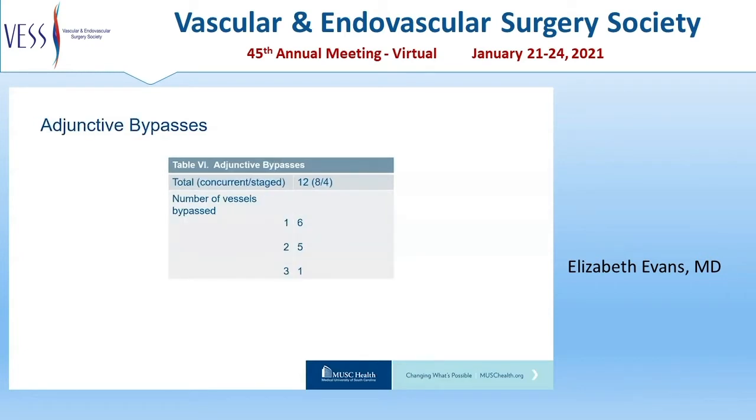Half of these patients had an extra-anatomic bypass, most of which were performed concurrently with the TEVAR with laser fenestration. 6 of them had 1 vessel bypassed, 5 had 2 vessels bypassed, and there was 1 patient with 3 vessels bypassed. Earlier in the series, 6mm PTFE was used for these bypasses, and later on, 8mm Dacron was preferred.